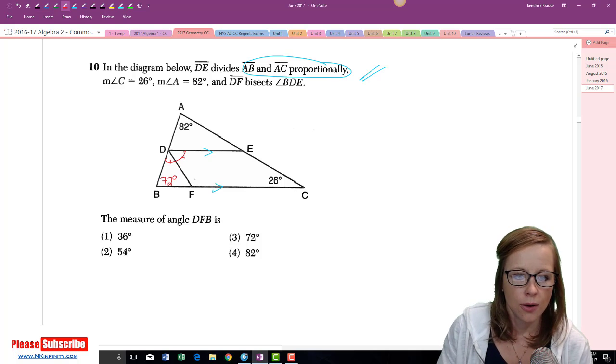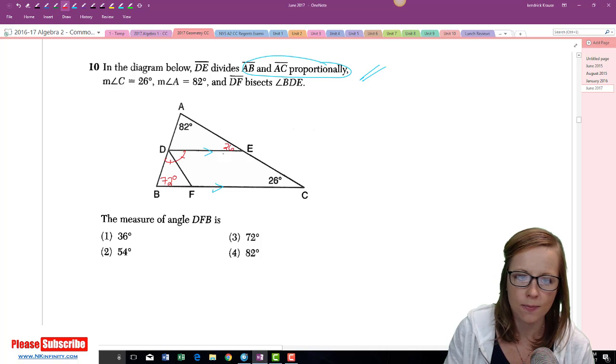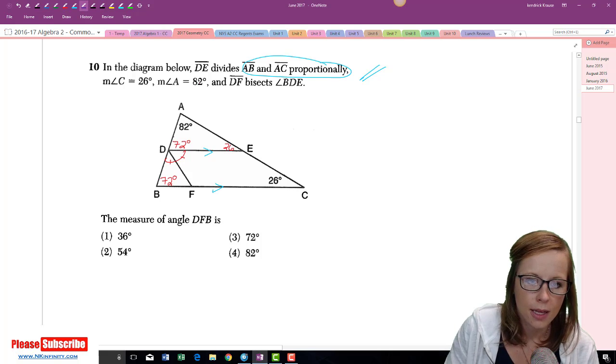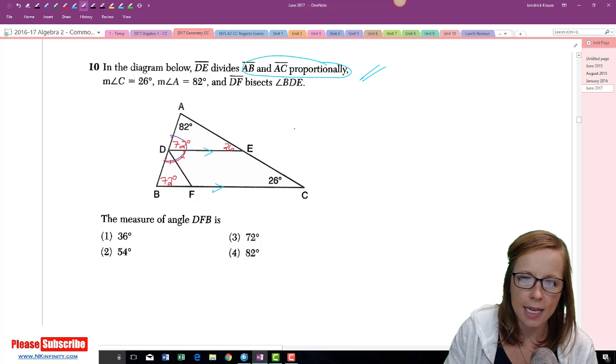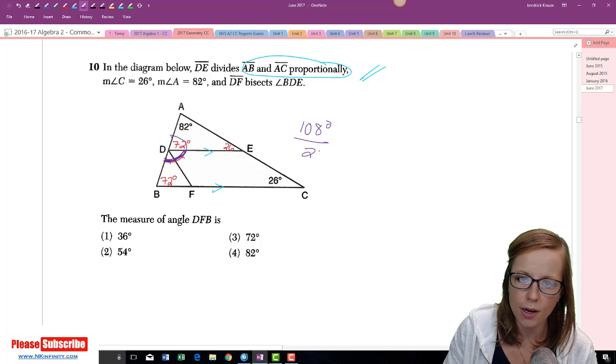Okay, what else do we know? Well, that whole proportionally thing tells me right away that corresponding angles are congruent. So the angle at E, that's 26. This angle right here at D is 72. So now I know that these three are supplementary, right? So 180 minus 72 is 108. So this angle right here that's bisected is 108 degrees. So half of 108 is 54 degrees.